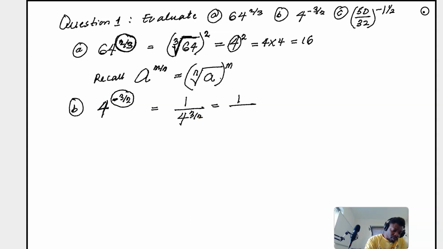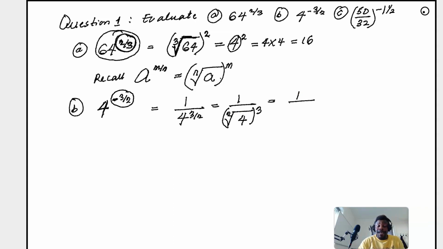4 raised to power 3/2 is like solving 64 raised to power 2/3. Here, our denominator is 2, so that becomes the square root of 4, and 3 goes outside, just the way you did it here. So 1 over. The square root of 4 simply means the same number you multiply 2 times that will give you 4. So the square root of 4 is 2. Then you have 2 here raised to 3. So this is 1/8. Easy.